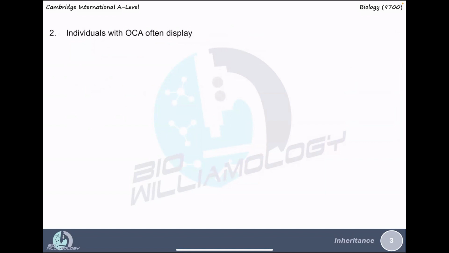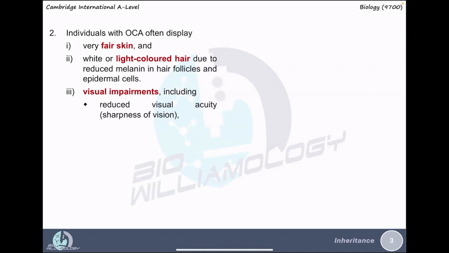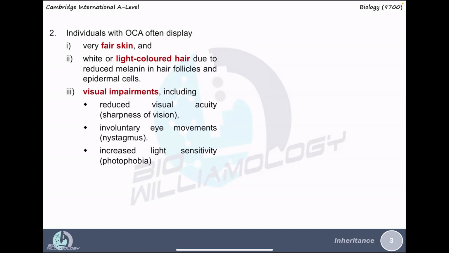Individuals with OCA often display very fair skin, white or light colored hair due to the reduced melanin in hair follicle and epidermal cells. As well as these two, generally individuals with OCA also display visual impairment, which includes reduced visual acuity, involuntary eye movement, and increased light sensitivity, commonly known as photophobia. And these symptoms are caused by reduced pigmentation in the iris and retina.